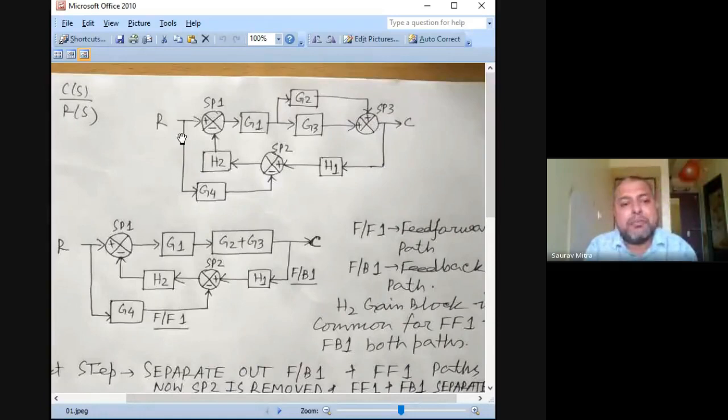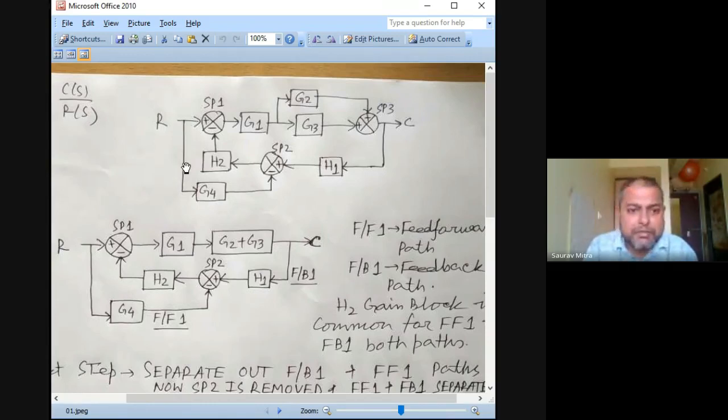What is the second path? Second path is from here, coming G4 and minus. That means this is minus G4. And again this is getting multiplied with H2 and going to minus. So there are two minus. G4 is minus and then H2 again is minus. So it is actually minus H2 minus G4. That means it is actually becoming G4 H2, a forward path gain.